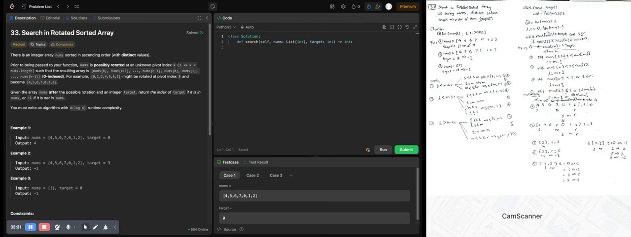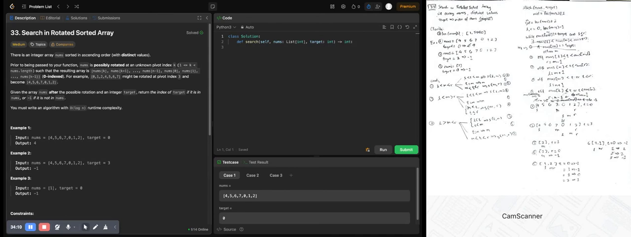Otherwise, if the left value is less than target and the target is less than the mid value, in this case we explore the first half. So some examples here. We have 4, 5, 6, 0, 1, 2. Now, first of all, the midpoint at 7. Our target is 0.